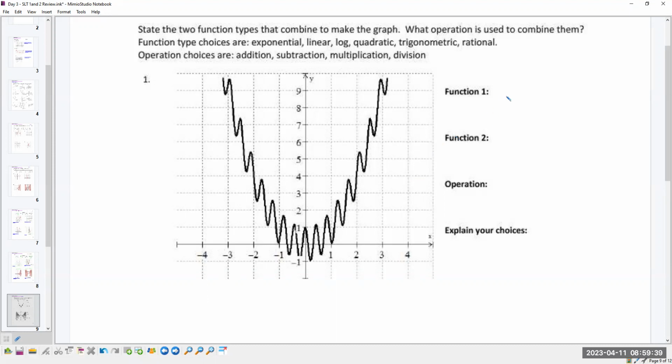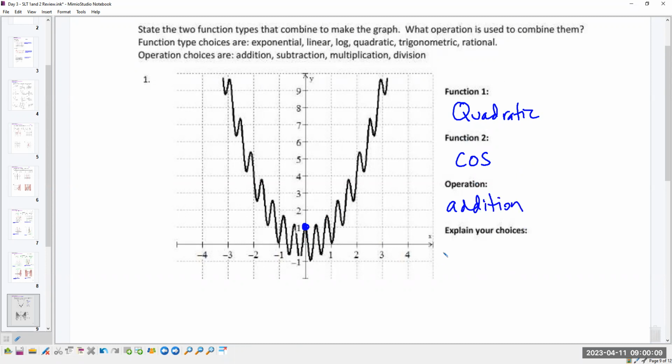Okay, for function type 1, obviously I see this as some kind of quadratic function because I see a parabola. So the function type is not parabola, the function type is quadratic. Now the second function type, it's either sine or cosine. So I'm going to look here at 0, and I see it starts at a maximum. So I'm going to say function 2 is a cosine function. And because I see the quadratic is the midline, I'm going to say it's addition.